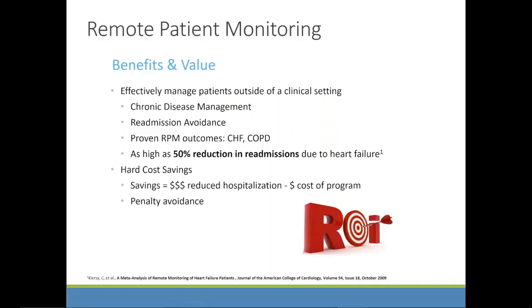The value of a remote patient monitoring program is that it allows clinicians and providers to effectively manage populations outside of a clinical setting. So they may be at home, and that can be for a variety of disease states or patient populations. It can be used as a strategy for readmission avoidance, to keep people out of the hospital, avoiding penalties, and for optimal management of chronic disease states. There are a number of articles that have been published citing very high outcomes for congestive heart failure and COPD. For example, with heart failure, it's been studied that the use of remote patient monitoring can reduce readmissions by as much as 50% on average for those patient populations.